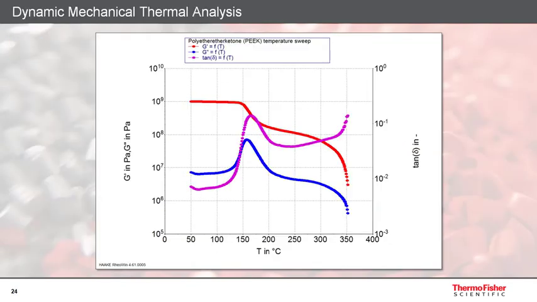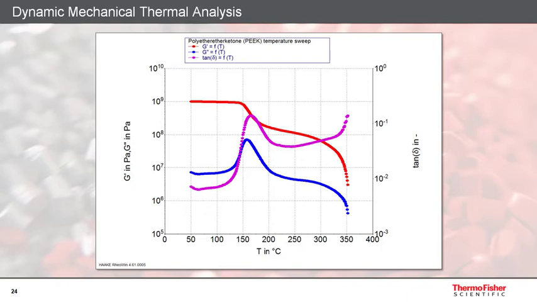Rheological tests in oscillation performed over a wide temperature range are used to determine characteristic transition temperatures of a polymer, such as the glass transition or the melting temperature. On this slide you see the results of a temperature sweep experiment with a polyether ether ketone. The test was performed over a temperature range of more than 300 degrees C.